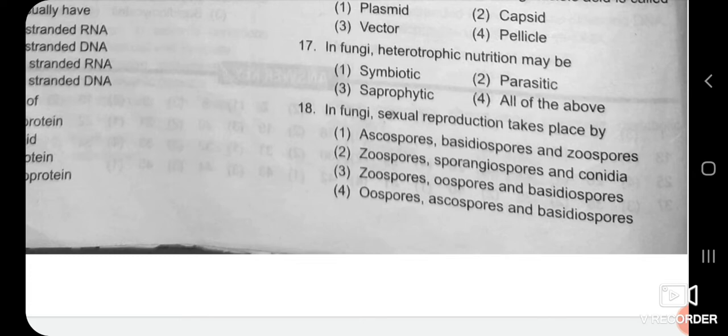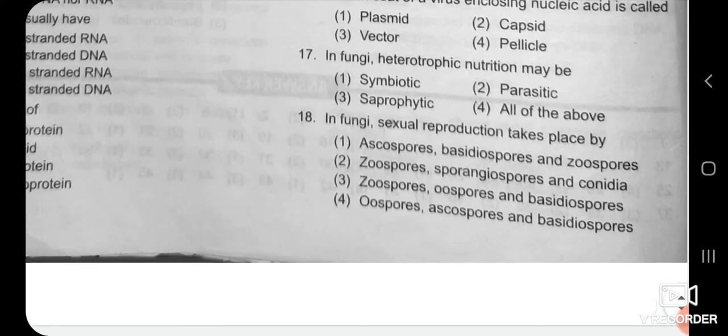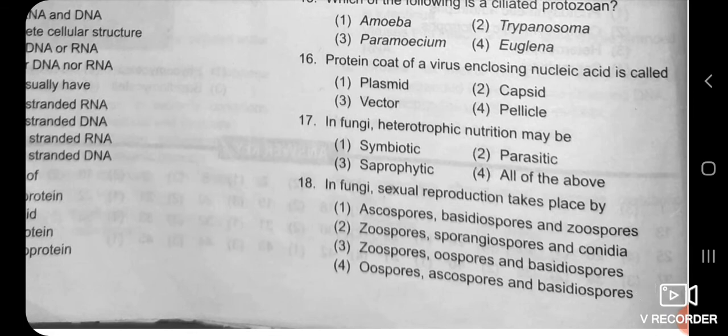In symbiotic association, the organism cannot prepare food but depends on its partner for its food requirement. Parasitic means the organism is present on or inside the body of another organism. Saprophytic means the organism feeds on dead and decaying matter. So all three options are correct, and the answer to the 17th question is the fourth, all the above.